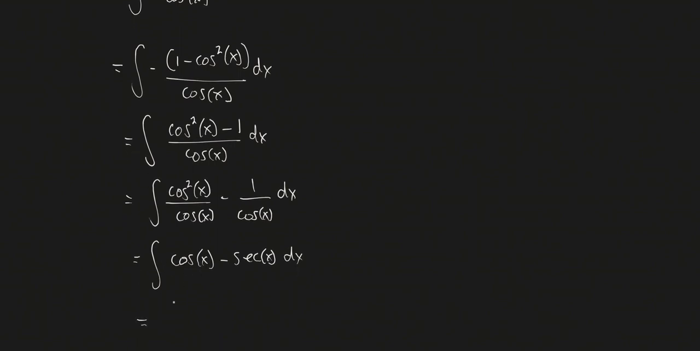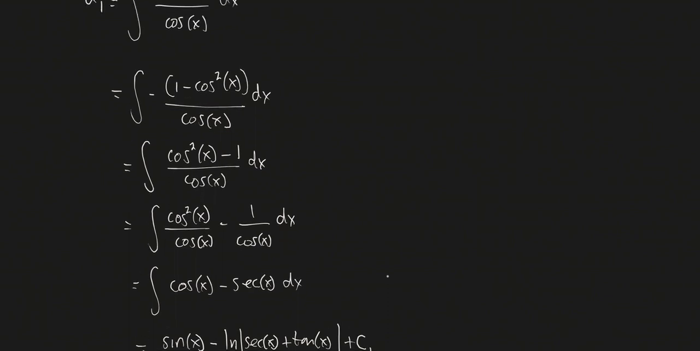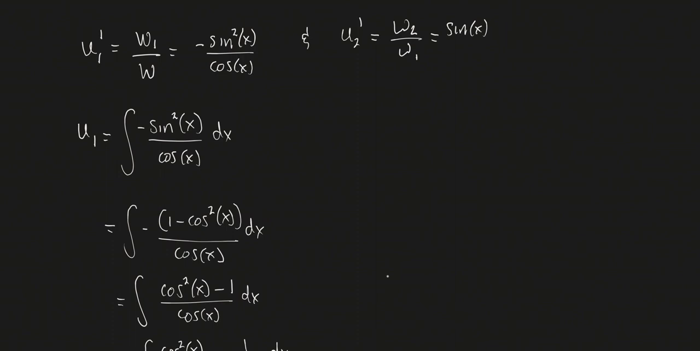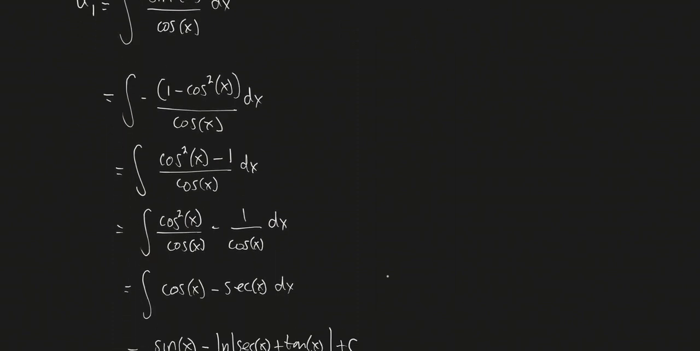So the antiderivative of cosine is sine, and the antiderivative of the secant function is the natural log of the absolute value of secant x plus tangent x. I'll put the plus c1 right now, but when we actually utilize this, we're going to take the constant of integration to be 0, right? So that's u1, and then u2.